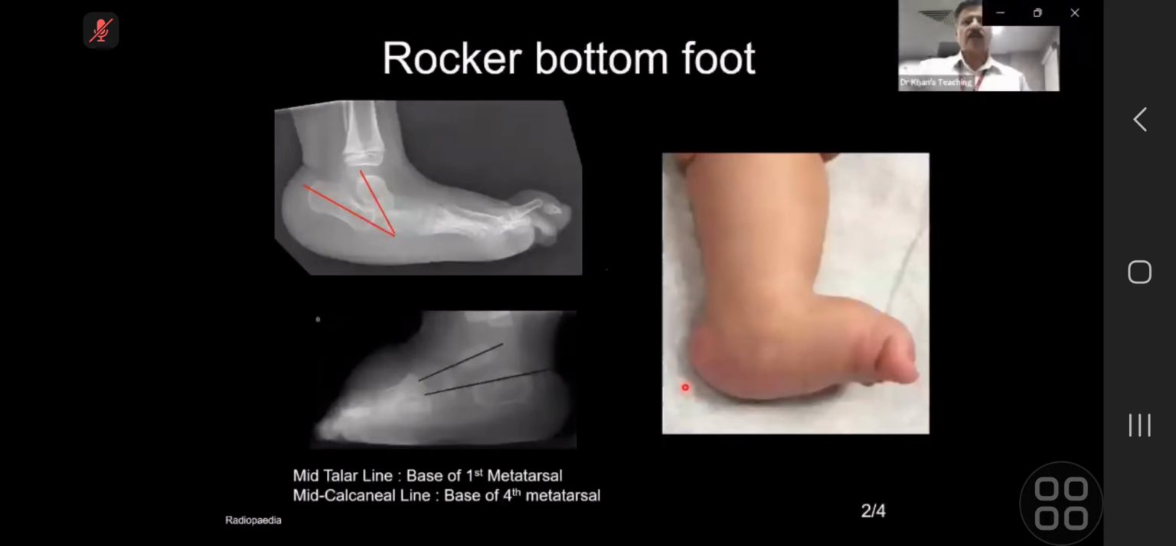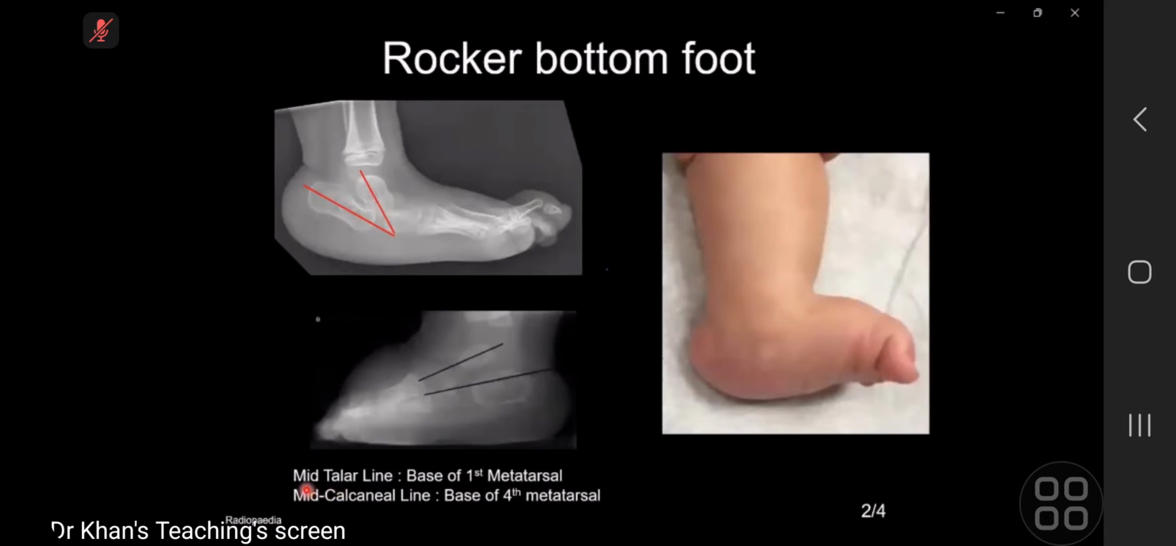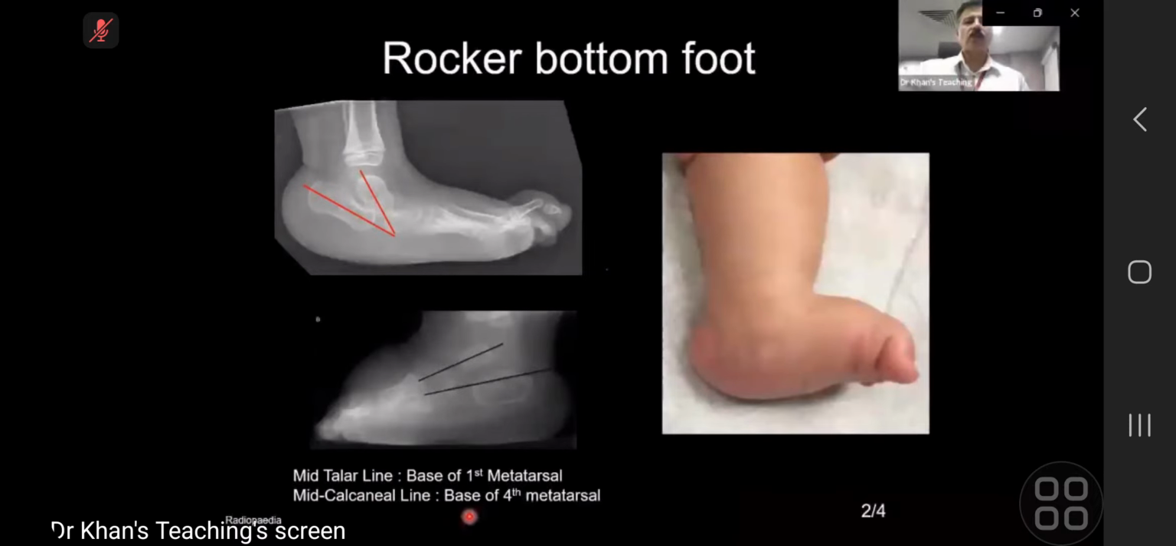And basically in rocker bottom foot, vertical talus means that technically there will be a talonavicular dislocation. Even if the navicular is not ossified, you cannot see it, you can infer that it will be out of socket. There are a few lines which are given here. The mid-talar line should pass through the base of the first metatarsal, the mid-calcaneal line to the base of the fourth metatarsal, and they are not seen. In an exam case, I don't think you should go for lines. It is obvious that this is more vertical. It should have been like this, right?